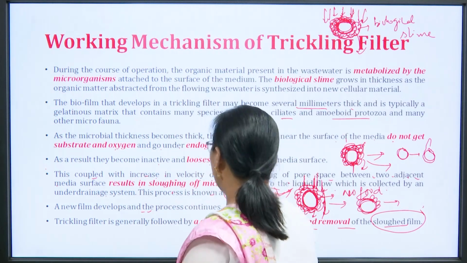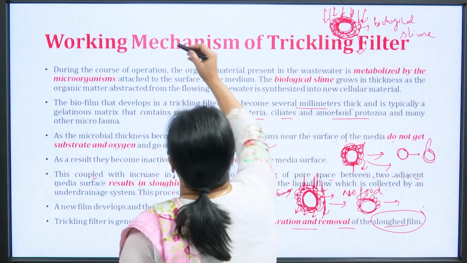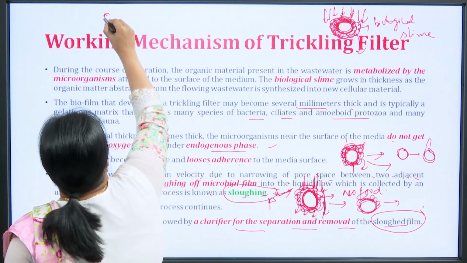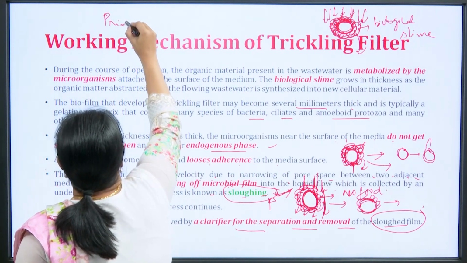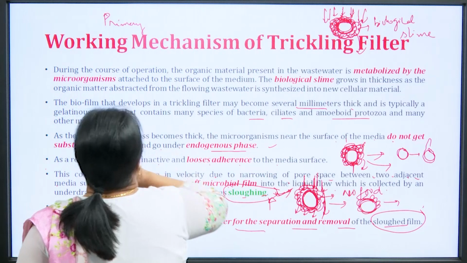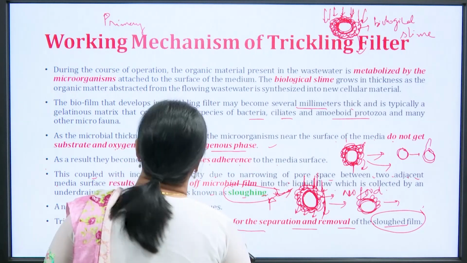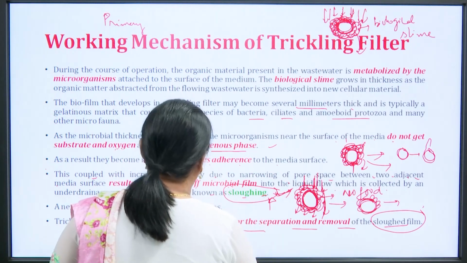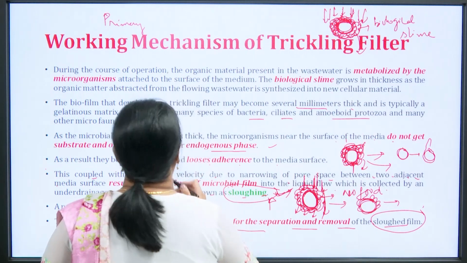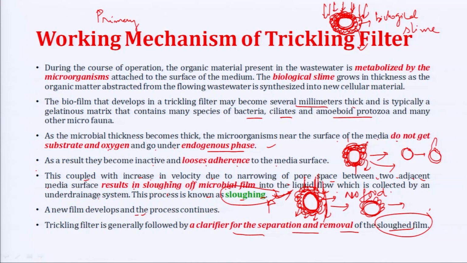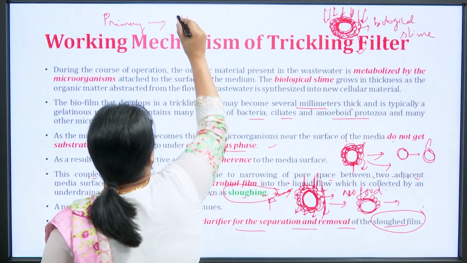Trickling filters, after what will happen? So, first we will have the primary treatment, right. Primary treatment will be the sedimentation tank, the grit chambers, we will have that primary treatment, right, and the skimming tanks, whatever you want, and then we will have trickling filters, right.